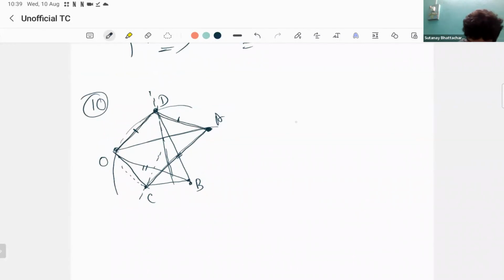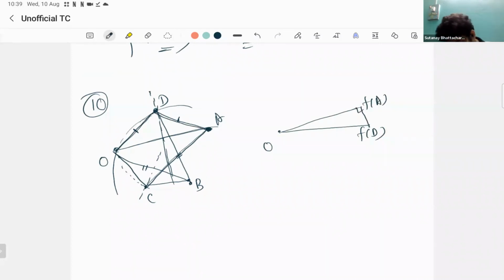So let's try to see what we can do with this. This elbow means O here, f of D here, and f of A lies on the semicircle, the circle with diameter O f(D).